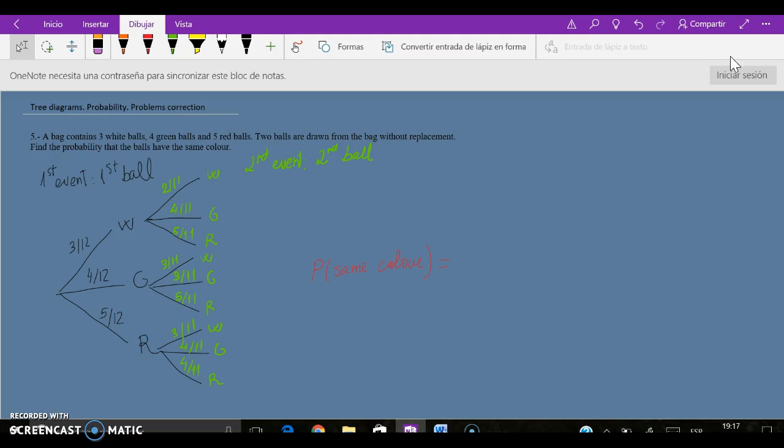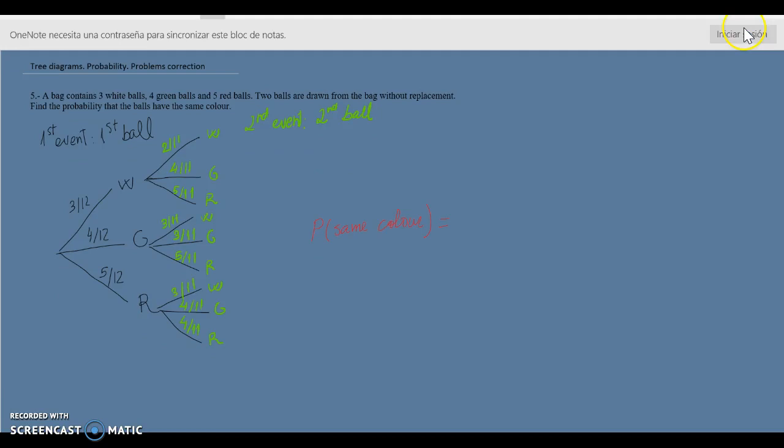Let's continue with problem 5. Read the problem, and here you have the tree diagram. You have the three options for the first ball. You also have here the first event, the first ball. We take the first ball, so we have white, green, and red, with the different probabilities. And when you take one of these three balls, we have to make the second event, the second ball.